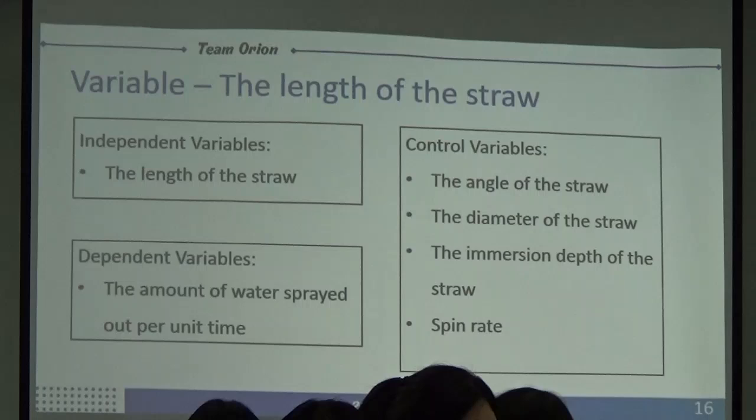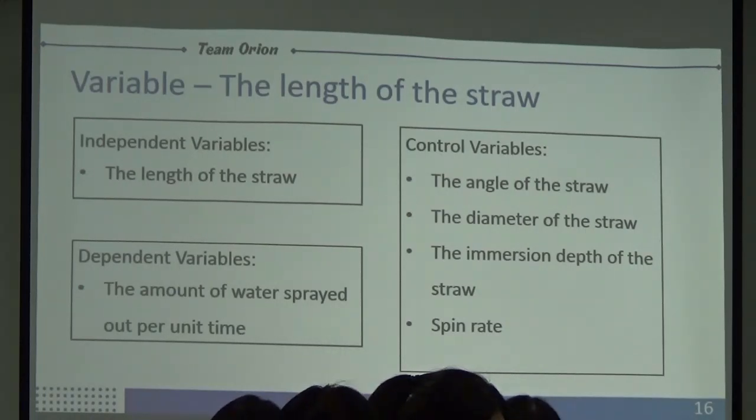The next variable is the length of the screw. The independent variable is the length of the screw, and the dependent variable is the amount of water spread out per unit time. The control variables are the angle of the screw, the diameter of the screw, the immersion depth of the screw, and the filter.